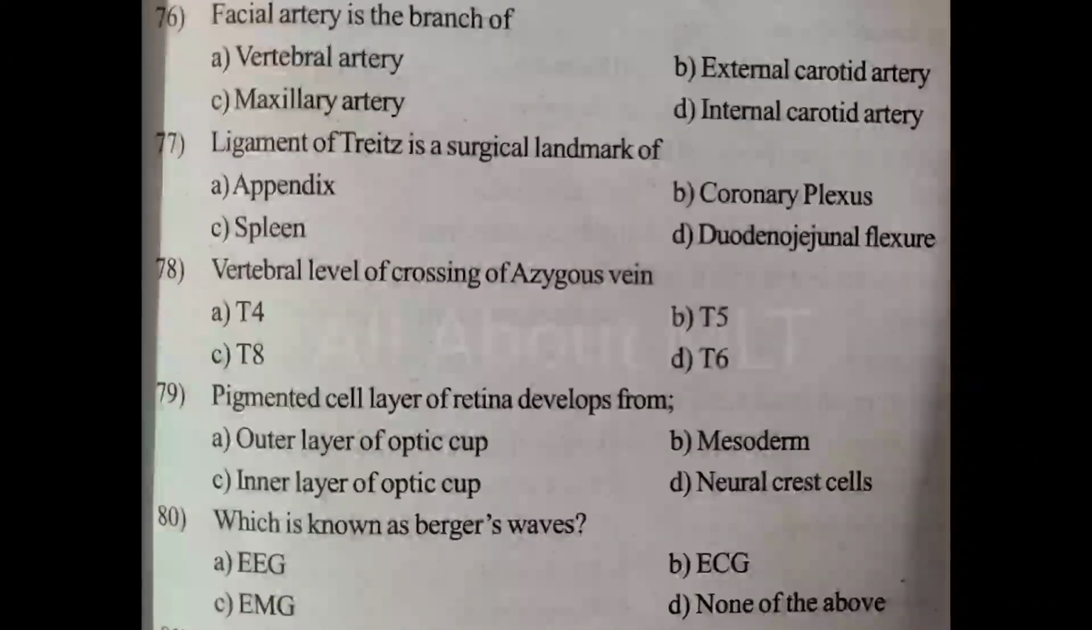Vertebral level of crossing of azygos vein. Option A, T4. Option B, T5. Option C, T8. Option D, T6. Answer is option D, T6.